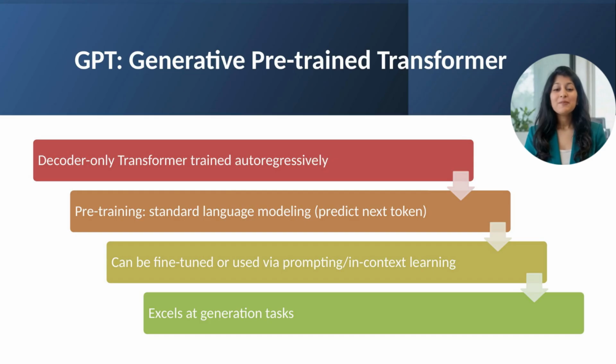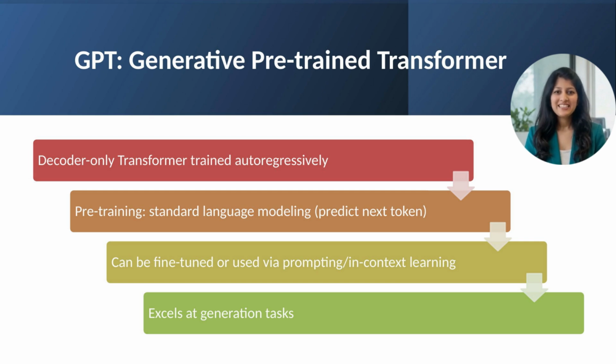GPT, Generative Pre-trained Transformer, takes a different architectural approach than BERT, optimized for generation rather than understanding. GPT uses only the transformer decoder. Unlike BERT's bidirectional attention, GPT uses causal, masked attention. Each token can only attend to previous tokens, not future ones. This is necessary for generation. When predicting the next word, you can't look ahead to future words that don't exist yet.